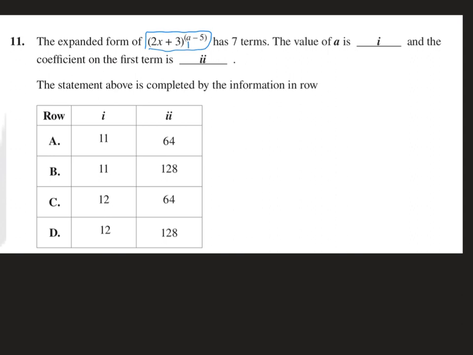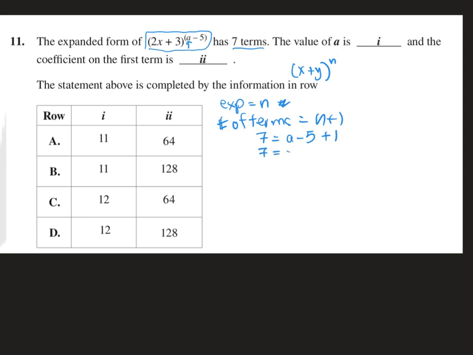Okay, so if we look, a is in the exponent, and one of the things that we should remember about binomial theorem is that the exponent is basically equal to our n value in the generic (x + y) to the n, and the number of terms is equal to n plus 1. So if it has 7 terms, that means 7 equals, and our exponent is a minus 5, and then we add 1 to that, and that gives us the number of terms. And now it's just an equation we have to simplify.